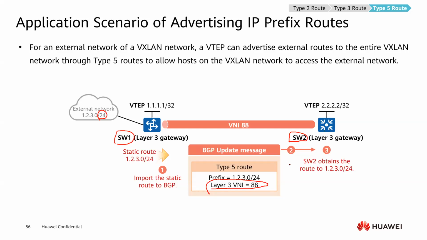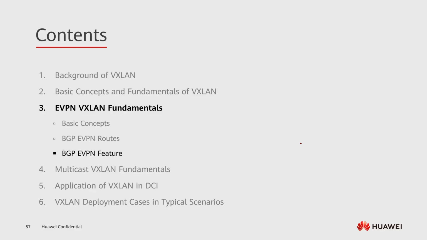It's just to tell switch 2 which IP instance the packet belongs to. So that is the function of the type 5 routes. And then let's look at some BGP EVPN features.